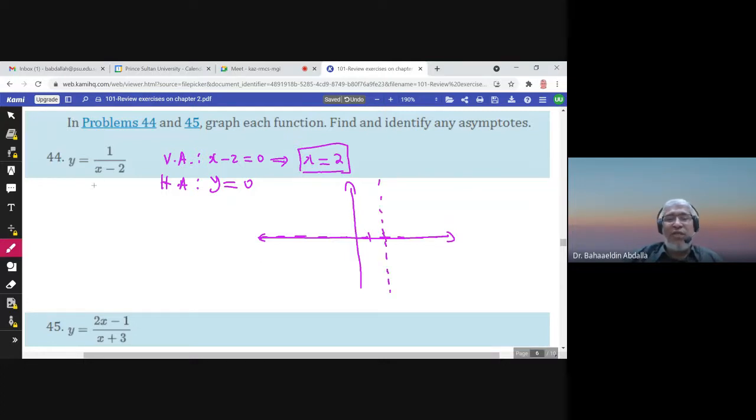Actually, the graph of this equation is the same as the graph of 1 over x, but taken 2 units to the right. And we know the graph of 1 over x, it's just like this. I can find the y-intercept, okay? Because if I put x equals 0, I can find the y-intercept. So if I put x equals 0, I have 1 over negative 2, so the y-intercept is negative half. And the graph would be like this. So this is the graph of this function.